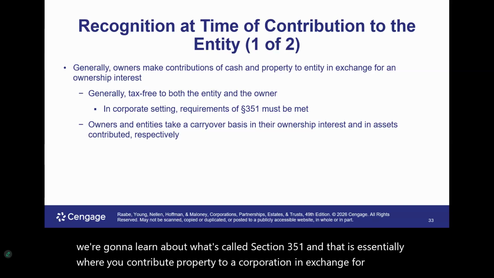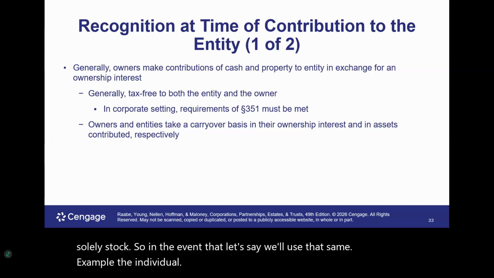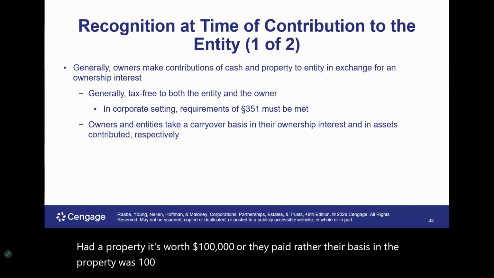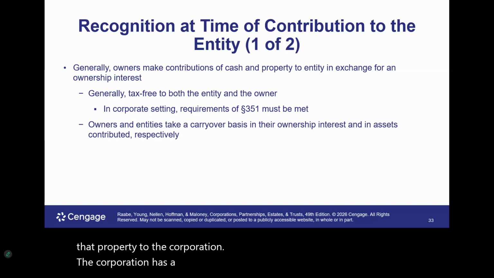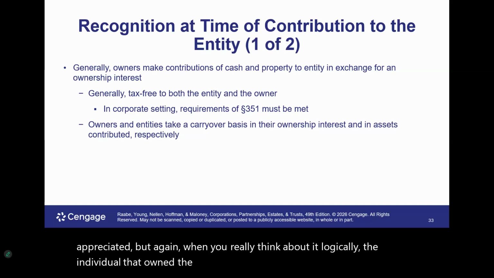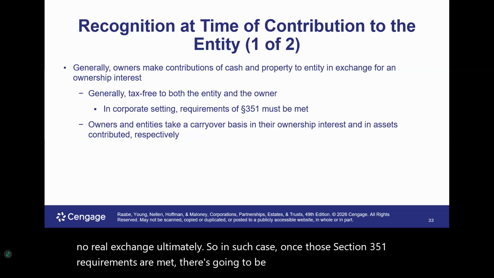So let's use that same example: the individual had a property, their basis in the property was $100,000 and now it's worth $300,000. When they contribute that property to the corporation, the corporation has a built-in gain. The value of the property has appreciated. But when you really think about it logically, the individual that owned the home also owns the corporation. So there was no real exchange ultimately. So in such case, once those Section 351 requirements are met, there's going to be no tax to the owner.